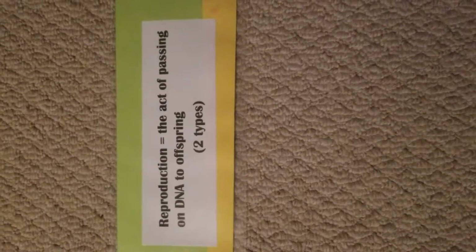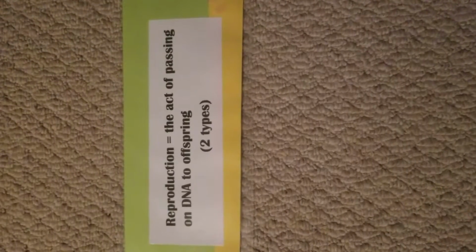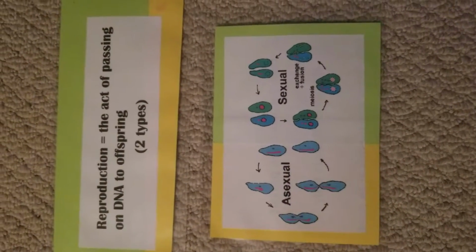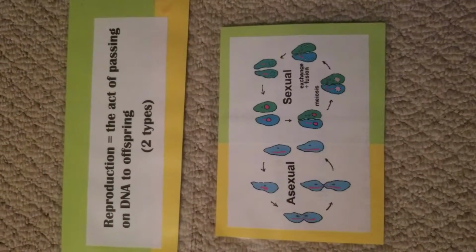it to Canvas. This week we are talking about reproduction, which is the act of passing on DNA to your offspring. Now, generally speaking, there are two types of reproduction, asexual and sexual, and we're going to talk about both today. So first, I'm going to start with asexual reproduction.